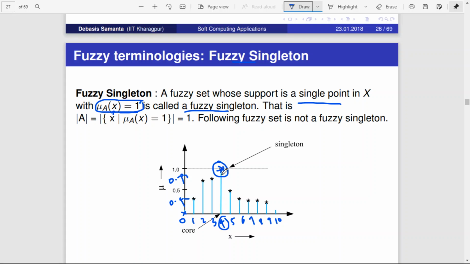So in a fuzzy set, if there is only one point which is producing an output of 1, then such a fuzzy set is called a fuzzy singleton set. This is actually a singleton set because there is only one point which is producing an output of 1. Say there is another point, 10, also producing the same output 1, then in that case you won't call this a singleton set. Singleton means only one x will produce an output of 1.